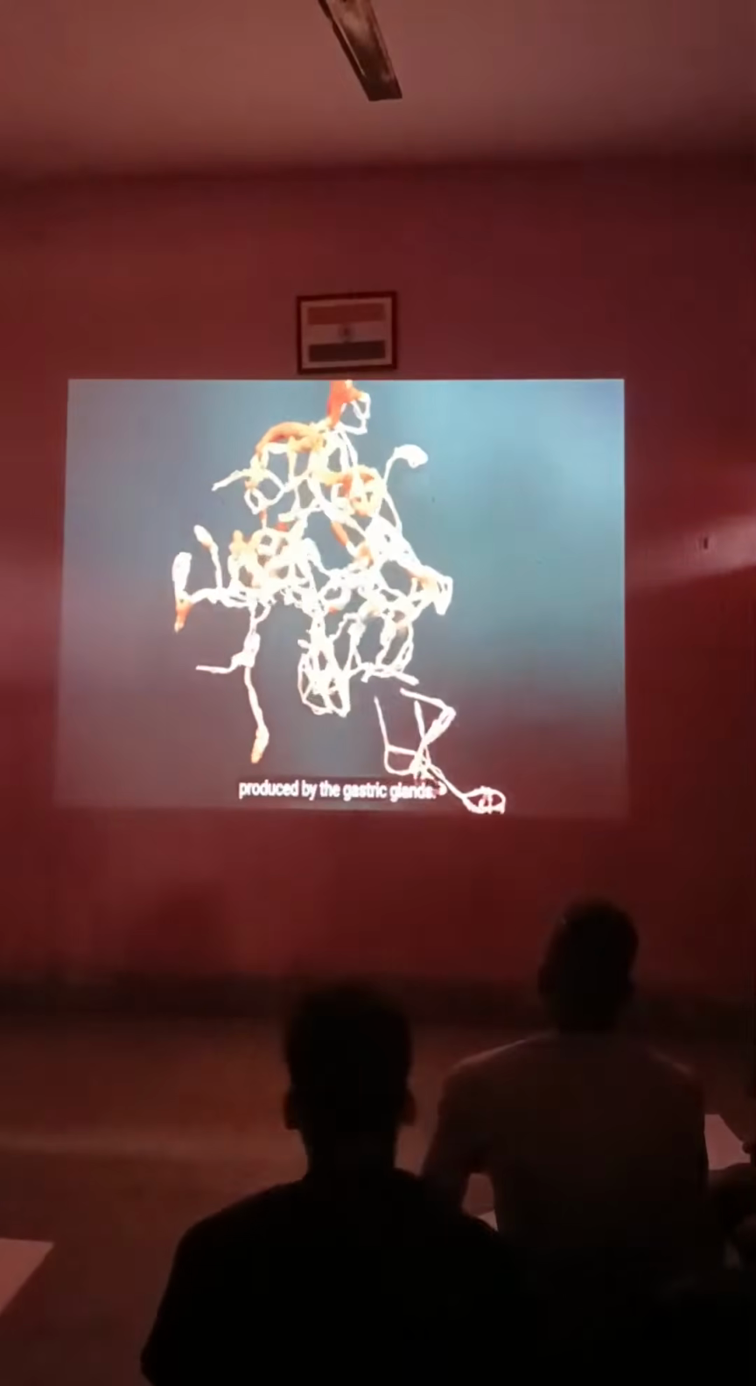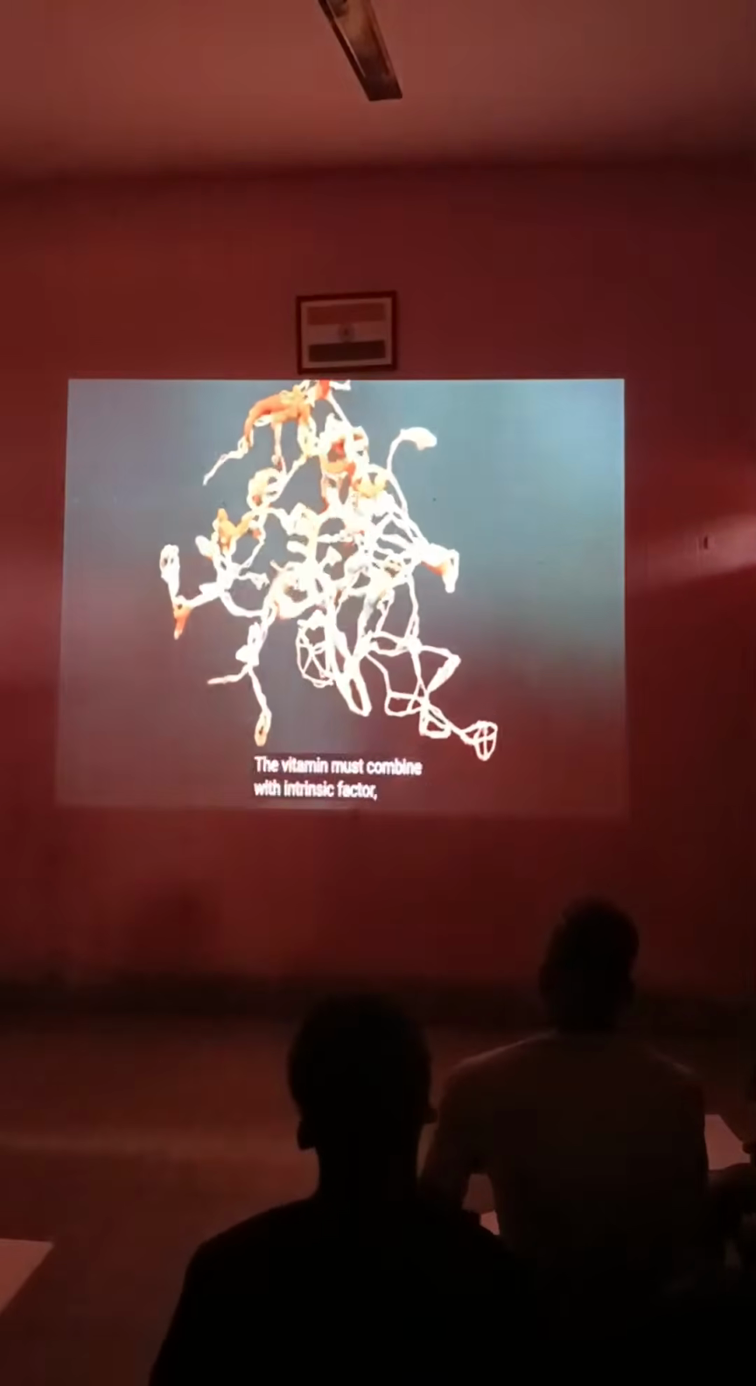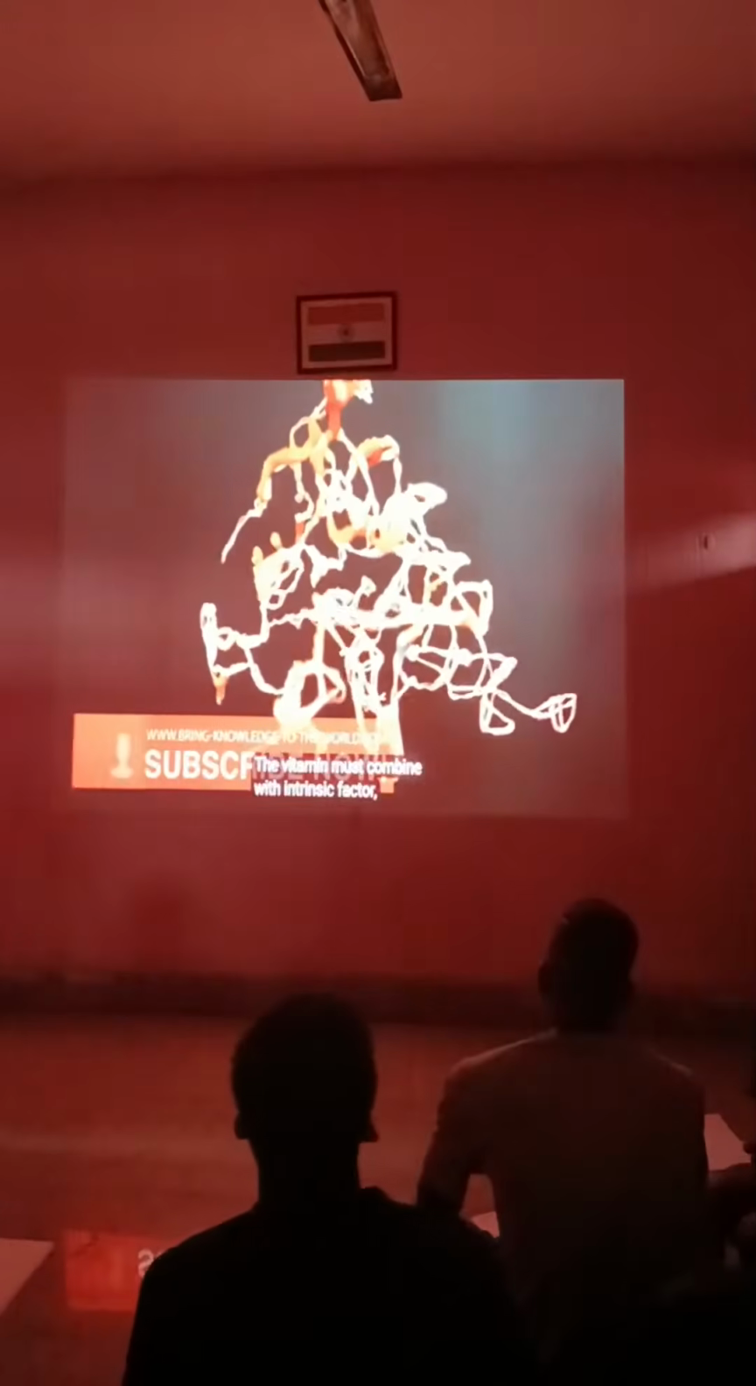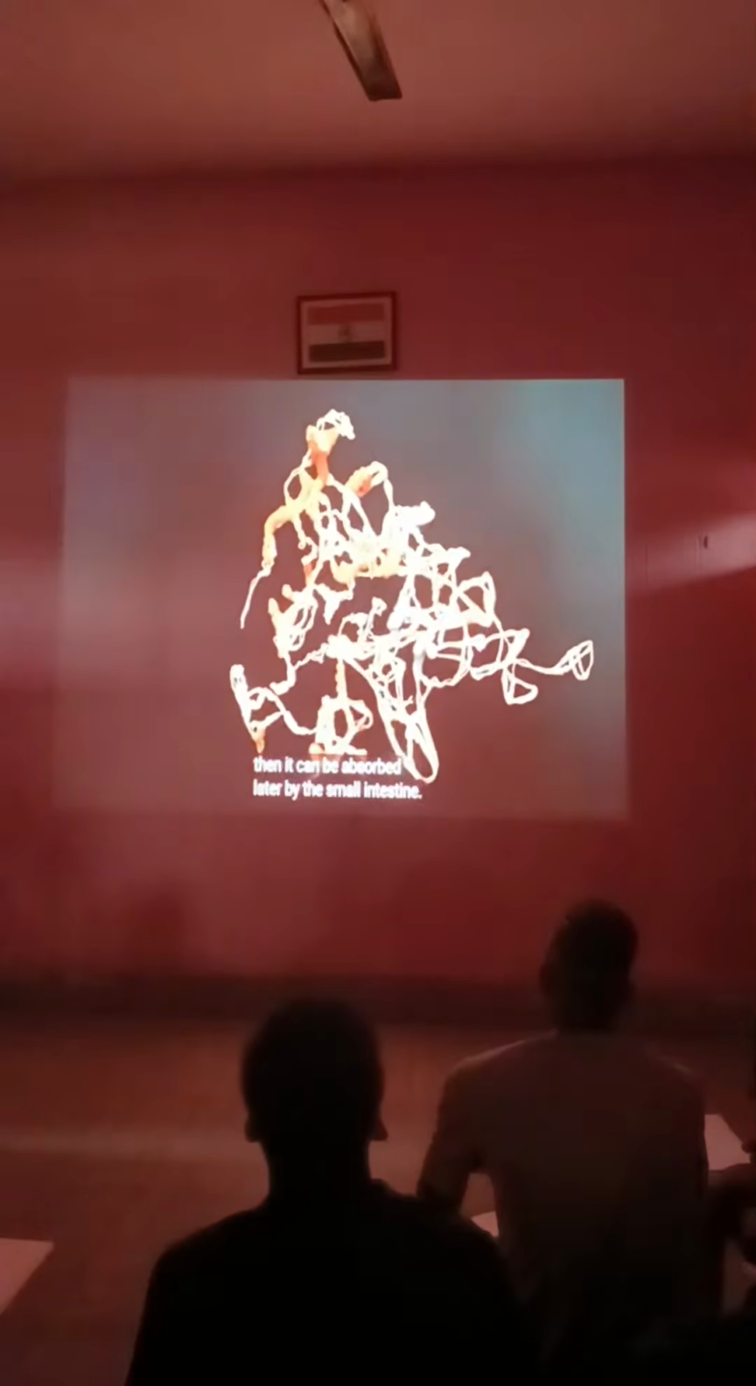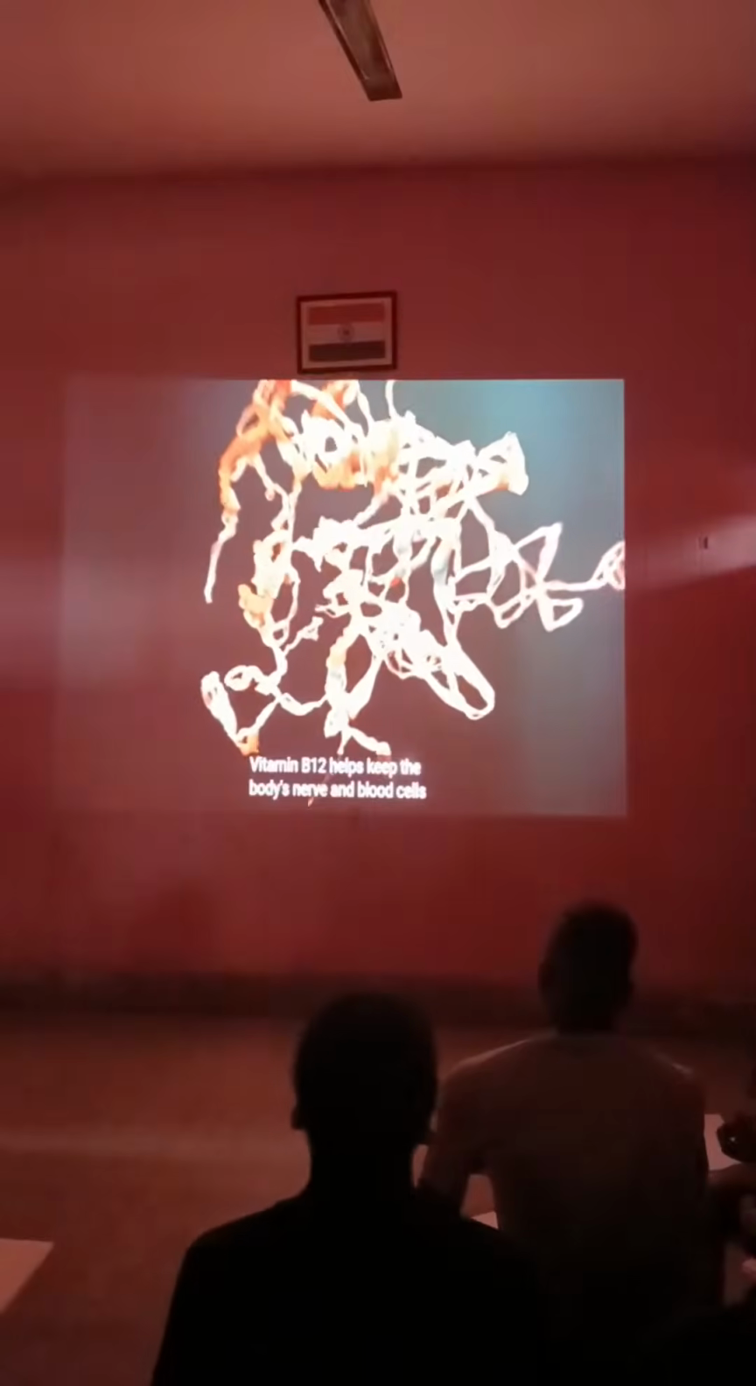For vitamin B12 absorption in the small intestine, the intrinsic factor is needed, which is produced by the gastric glands. The vitamin must combine with intrinsic factor, then it can be absorbed later by the small intestine. Vitamin B12 helps keep the body's nerve and blood cells healthy and helps make DNA.